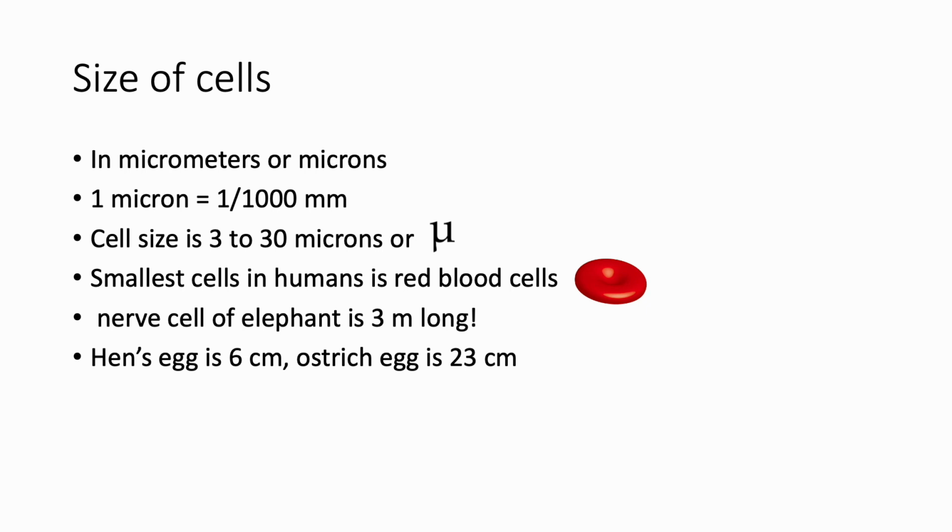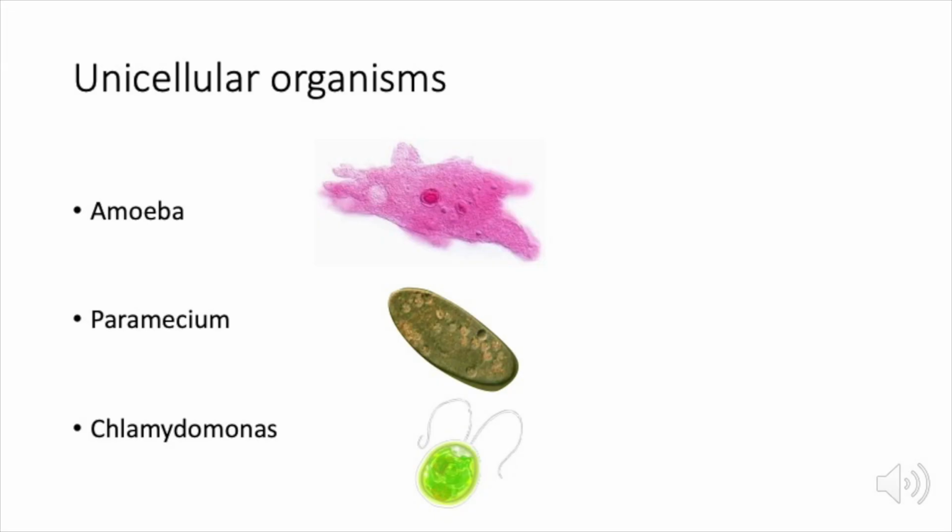The smallest cells in humans are the red blood cells. The nerve cell of an elephant can be as long as 3 meters. A hen's egg is 6 centimeters, an ostrich egg is 23 centimeters. Unicellular organisms. These organisms are entirely only one cell, like amoeba, Paramecium, and Chlamydomonas.